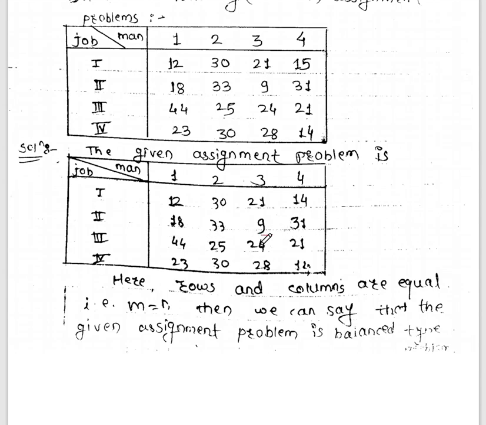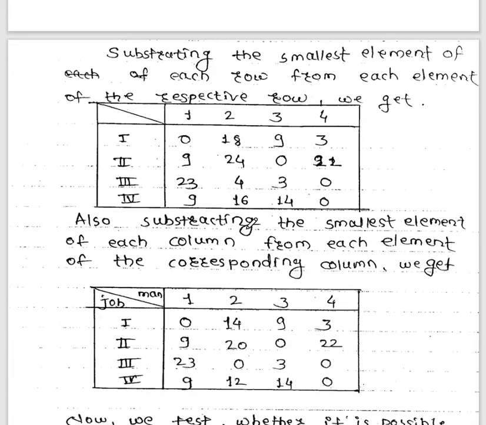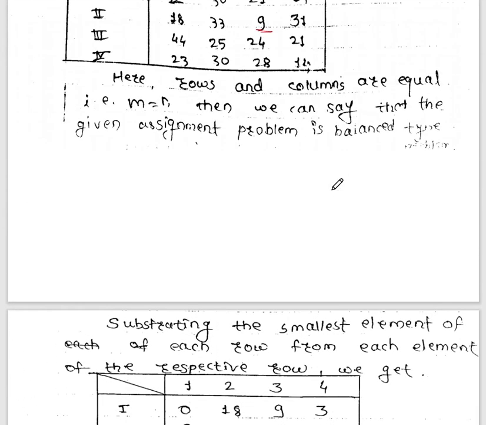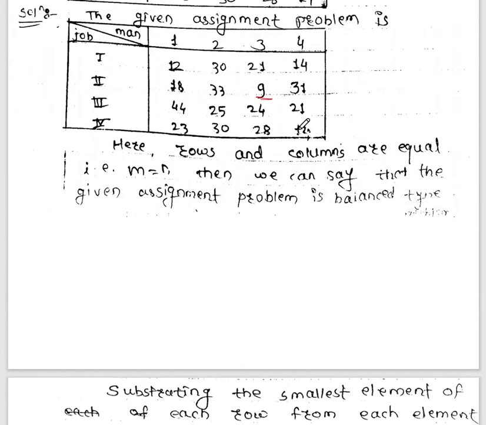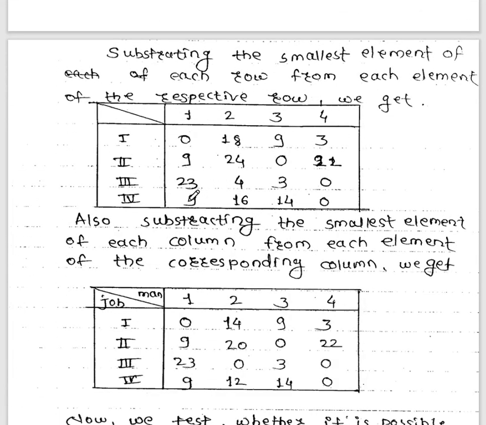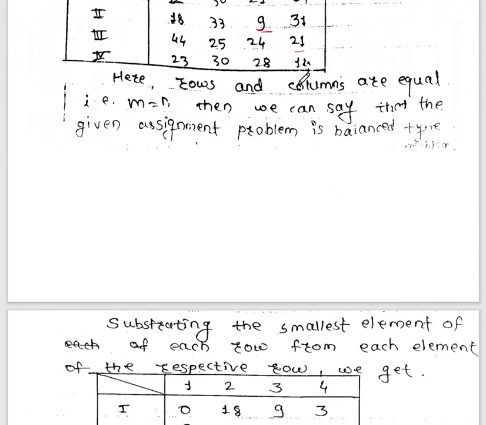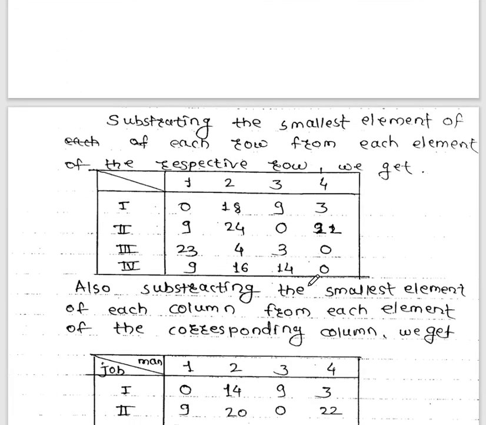That is 9. So therefore we will subtract this 9 from the second row. Okay, so here we get 9, 24, 0, and this is 22. In the third row 21 is the smallest number, so we will subtract 21 from this row. Here we are left with 23, 4, 3, and 0. In the last row 14 is the smallest element, so we subtract it. So we will get 9, 16, 14, 0.